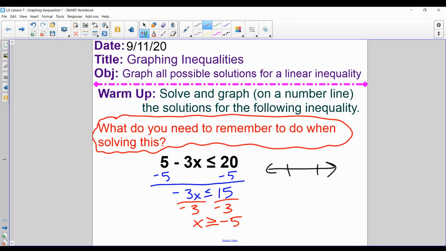I'm going to put negative 5, that's my important number, and 0. I'm going to put my dot at the dividing point of what makes it true, what makes it not true, at negative 5. Because it is or equal to, I'm going to fill it in, and it is greater than. Okay?